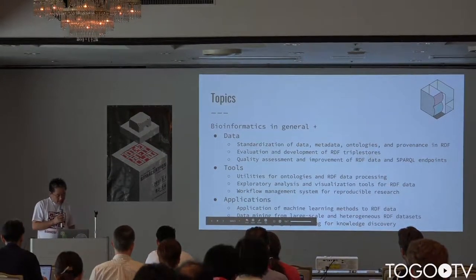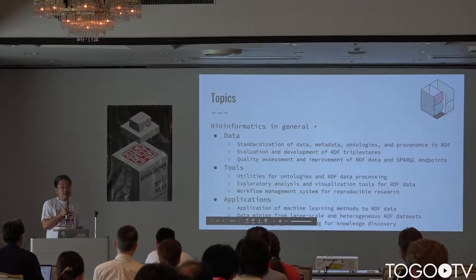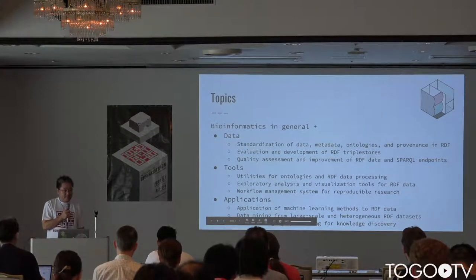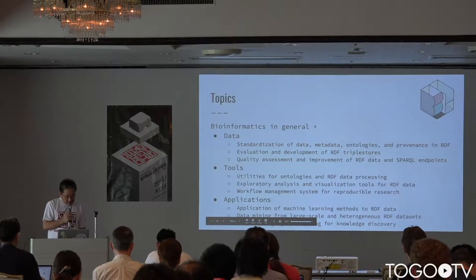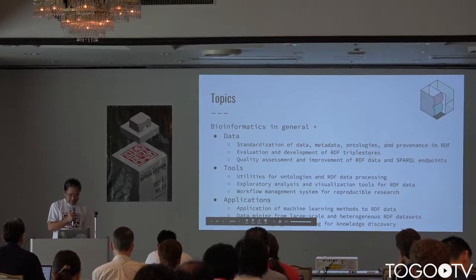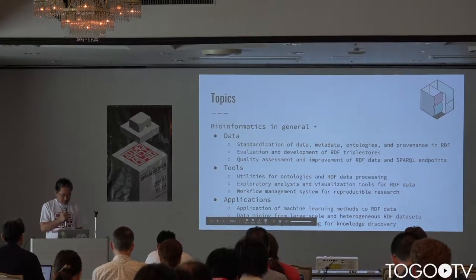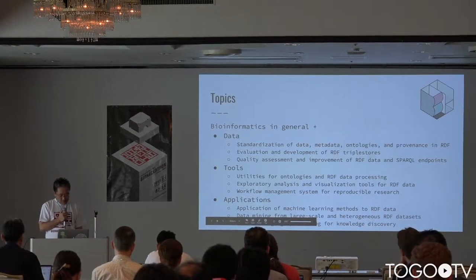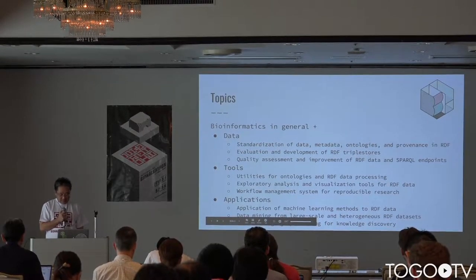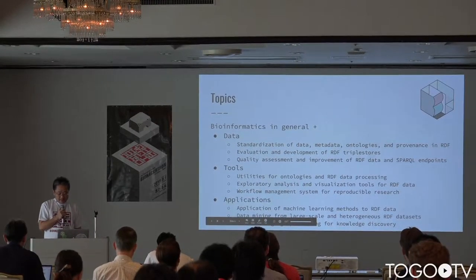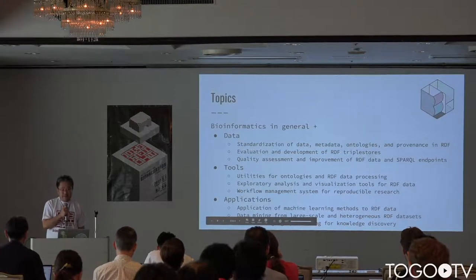Okay. And those topics are shown on the call for proposal page, but basically we accept any bioinformatics development, but because we are a database center, we are focusing on the data and the tools for supporting databases and the applications made on top of the data. So in the data section, we hope to have a standardization of data, metadata, ontologies, and provenance in RDF, and evaluation and development of RDF triple store technologies, and quality assessment and improvement of RDF data and SPARQL endpoints.